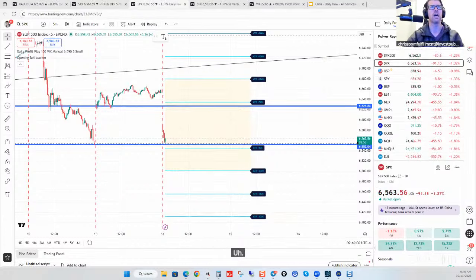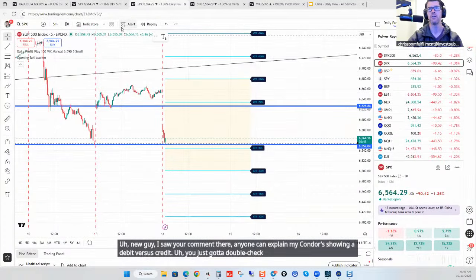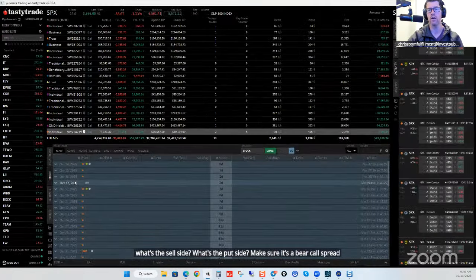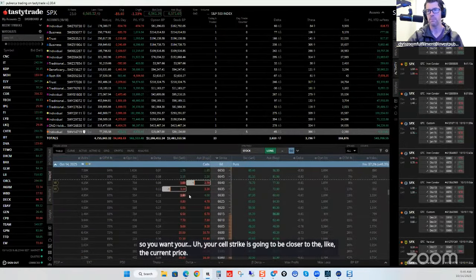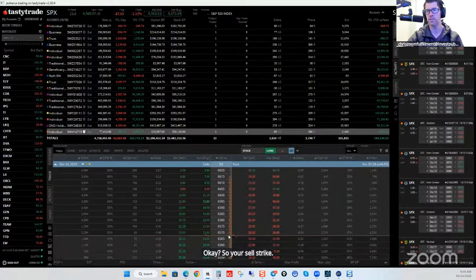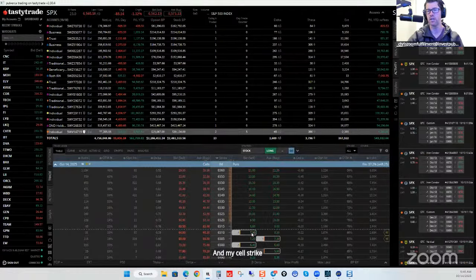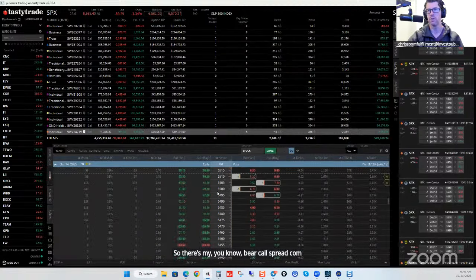New guy, I saw your comment there. Anyone can explain my condor showing a debit versus credit. You just got to double check the legs, man. What's the sell side? What's the put side? Make sure it's a bear call spread. So your sell strike is going to be closer to the current price. Okay, so your sell strike, this is current price. My sell strike is closest on the call side, and my sell strike is closest on the put side. So it's establishing that line in the sand on the put side and the call side. So there's my bear call spread combo. There's my bull put spread combo.